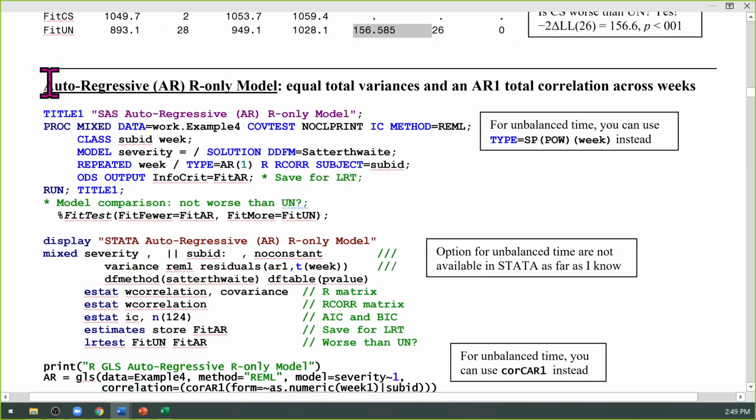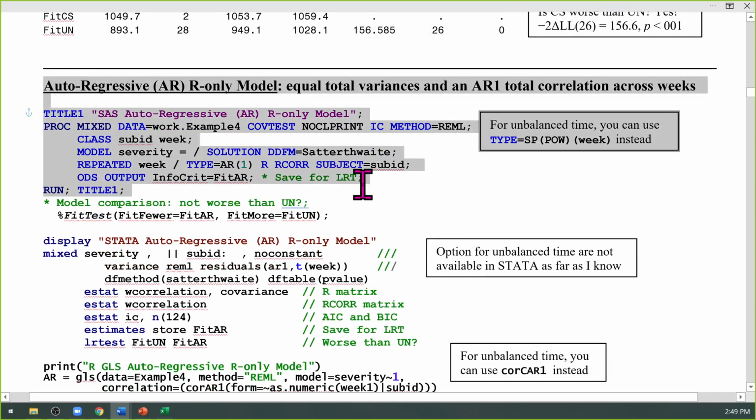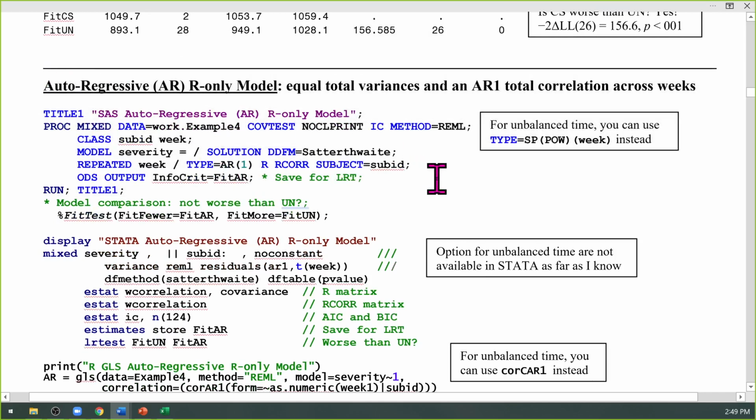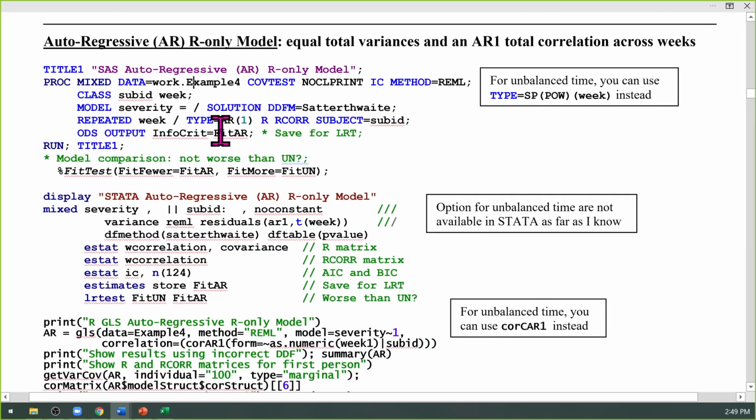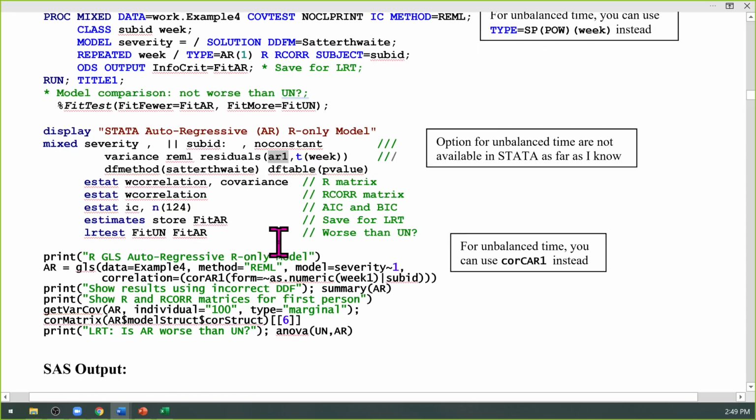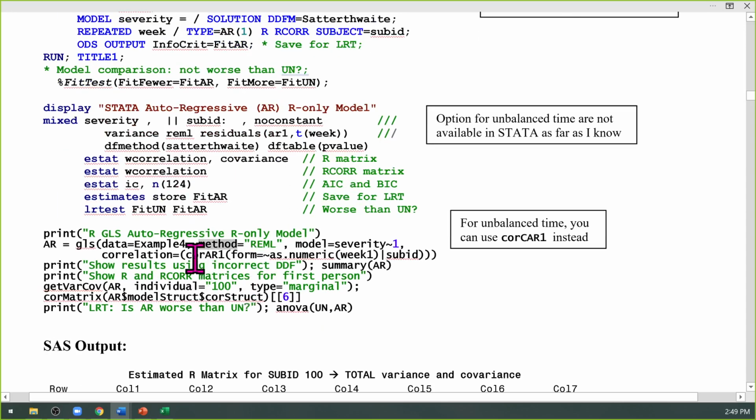Anyway, as another potential fit, AR1. This is my tapered jeans analogy. To fit an autoregressive structure as an option, it's type AR(1) in SAS. It is AR1 without parentheses in Stata. And it is corAR1 in R as a built-in correlation structure.